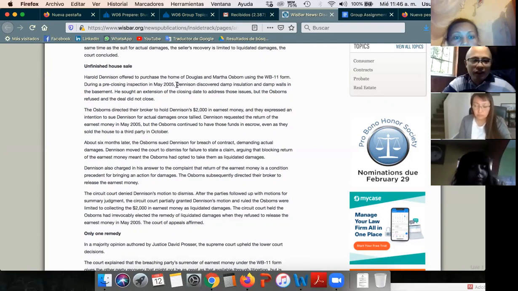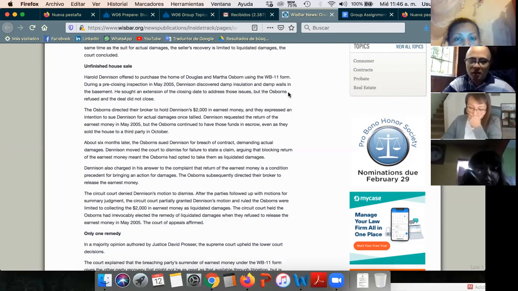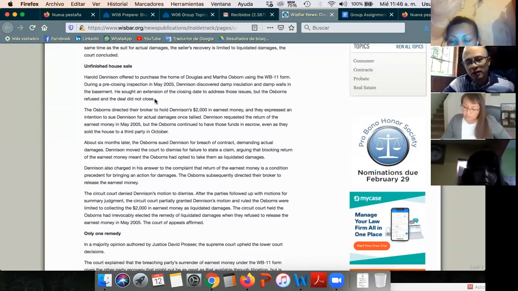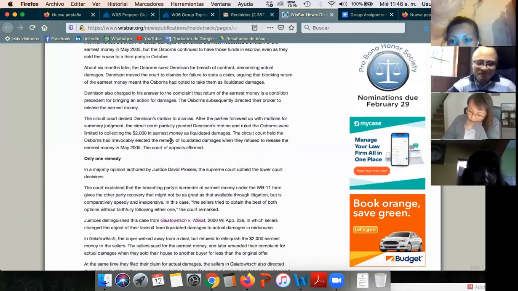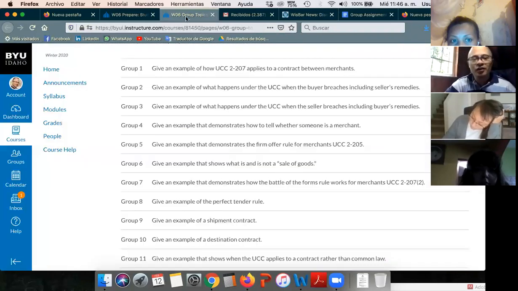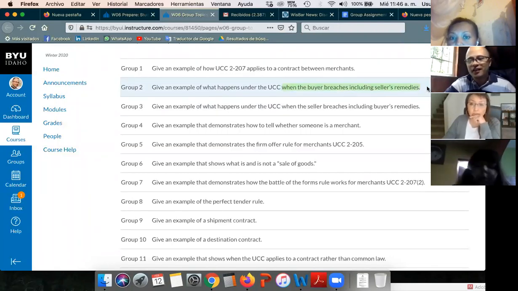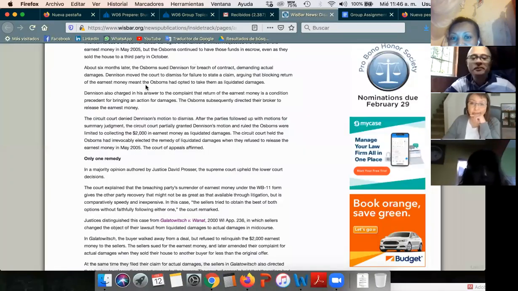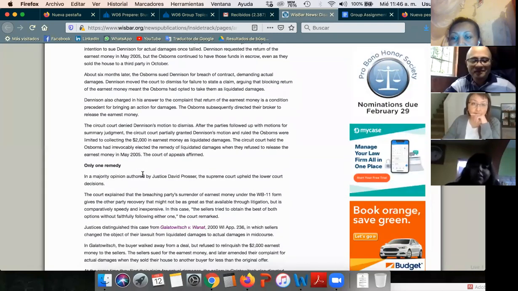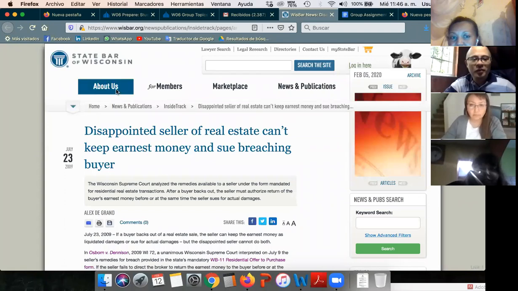Yeah, because look, Denison discovered damp insulation and damp walls in the basement. And he sought an extension of the closing date to address those issues. But the Osbornes refused and the deal did not close. Because of the problem that they found with the insulation and damp walls. I found this, but I think this is a breach of, no, it is a breach of contract, but I don't think it's a breach by the seller. We're doing how the seller breaches, not the buyer. Yeah. The buyer is number 2, the seller is number 3. Yeah, the seller is number 3. Okay, don't worry. It's good, but it's a good example, Steven. It's good. Yeah, it was really difficult to open this.